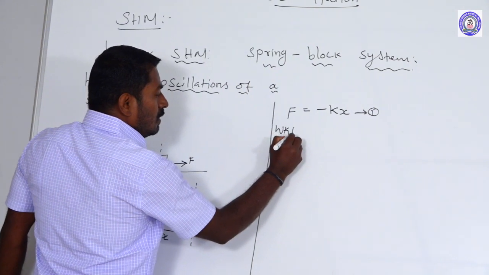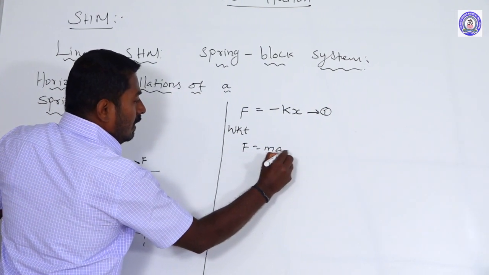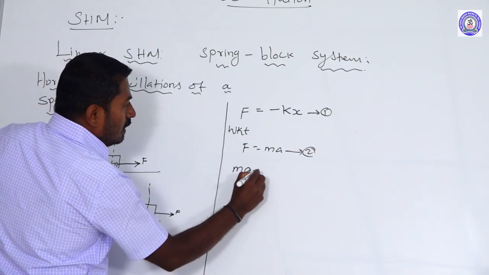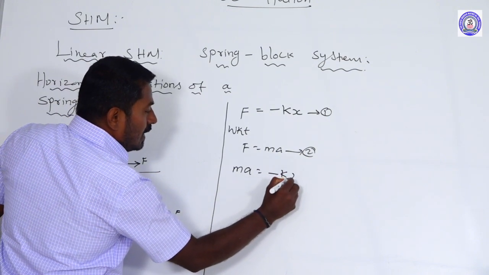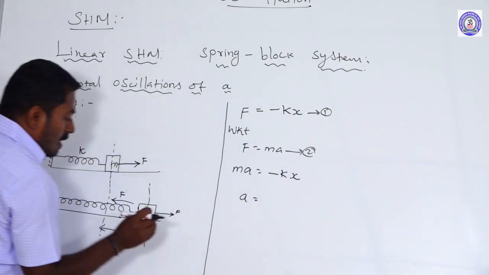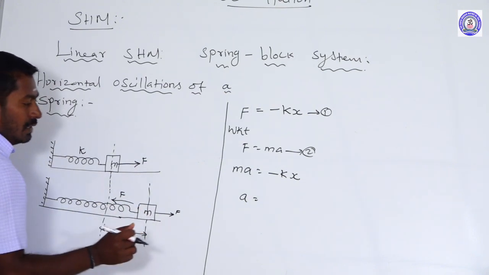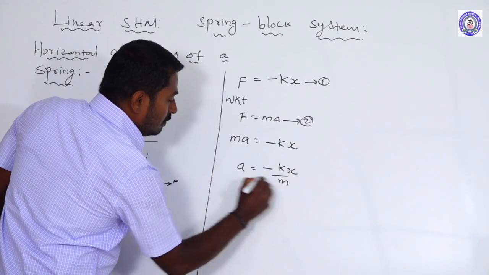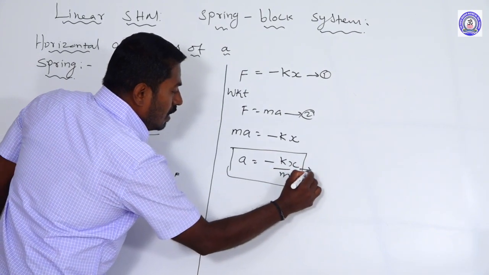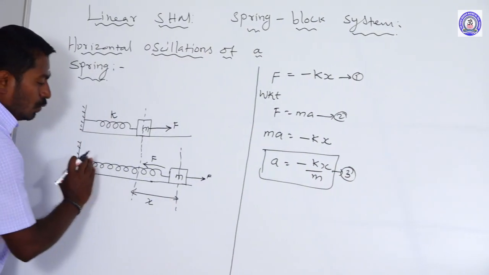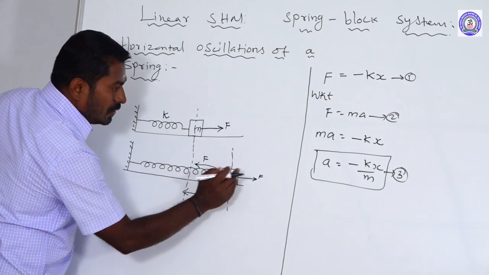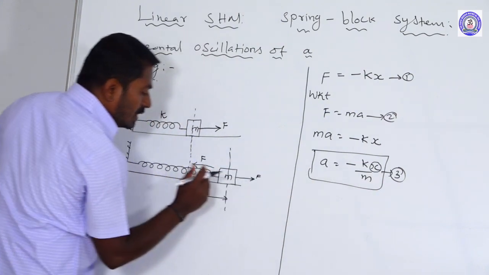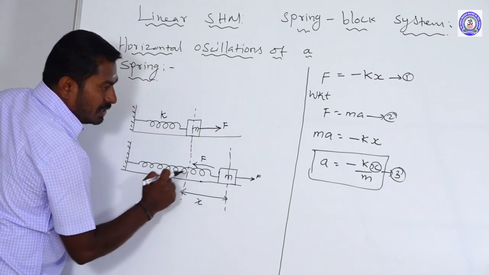Already we know that F is equal to Ma, equation number 2. Substituting equation 2 in equation 1, Ma is equal to minus Kx. Here, the acceleration of the block of mass M on the smooth horizontal surface, a, is equal to minus Kx divided by M. This is during the oscillation of the block of mass M towards the positive x-axis from its equilibrium position. Acceleration is directly proportional to displacement, and also the acceleration of the block is always directed towards the mean position.